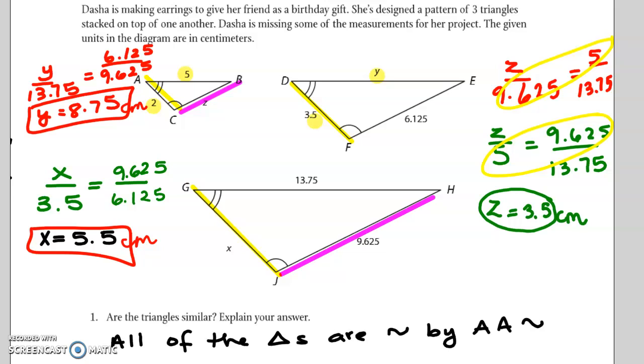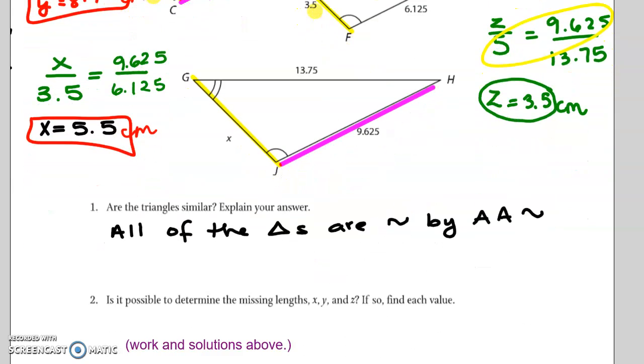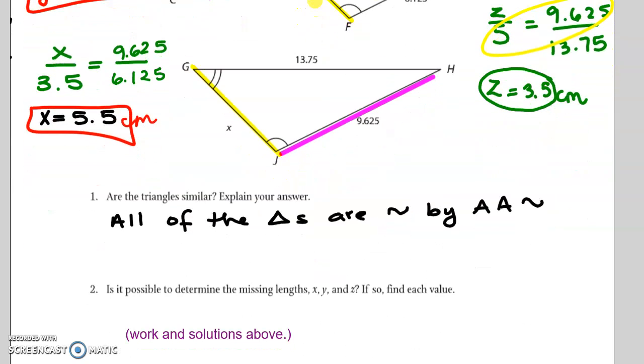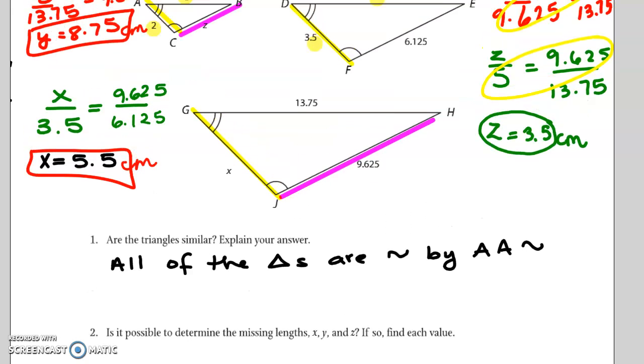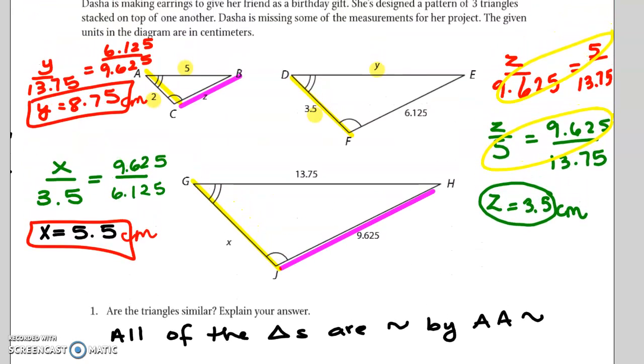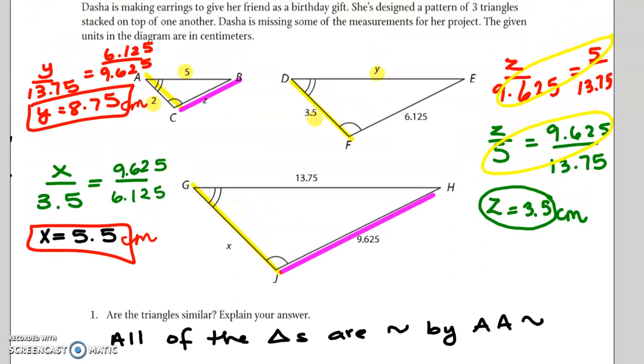Now I have to find three different missing side lengths. That's what they want us to do in part 2 of the problem. So is it possible to do so? Yes, and here is my work. So I just want to reiterate, you might set up your proportion a little differently than I do and still get the same answer, and that is basically because we are being consistent.